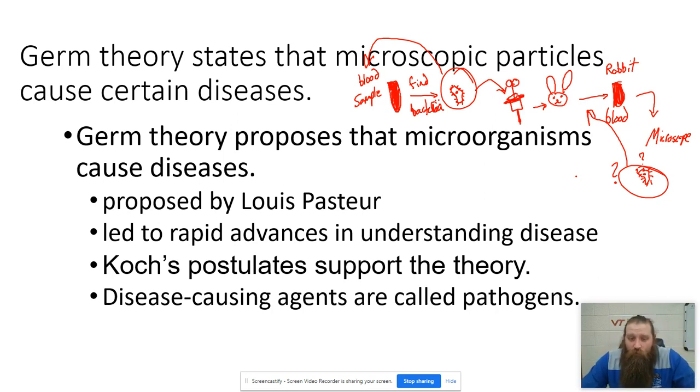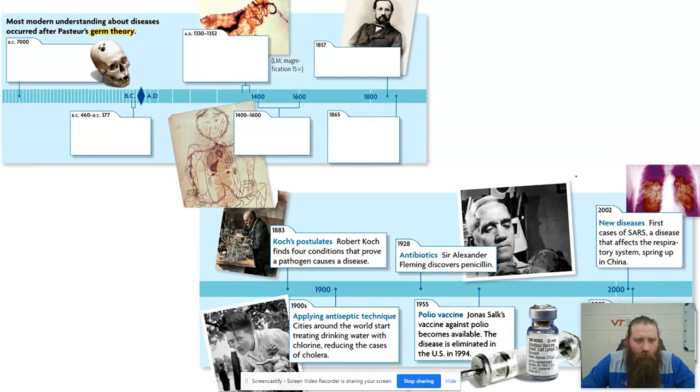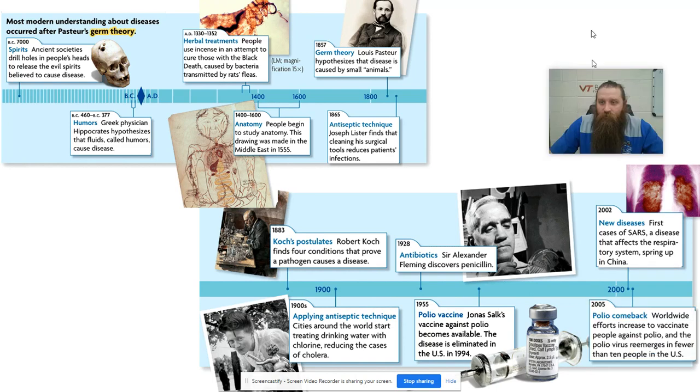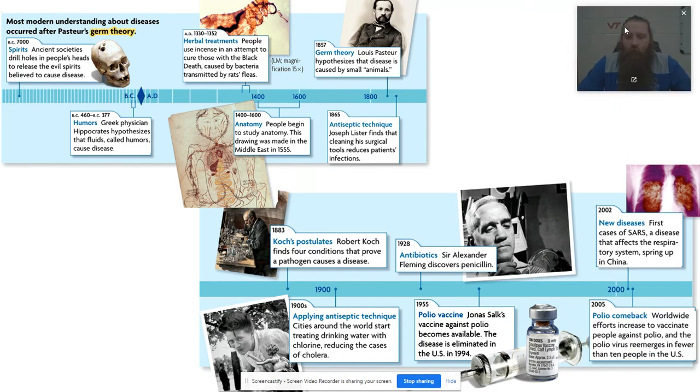He called those disease-causing agents pathogens. So that's the word we use. We don't usually say germs, we can say germs, but pathogen is the more correct terminology. And there are a lot of different advances that took place after germ theory.